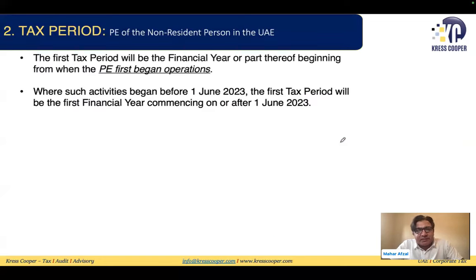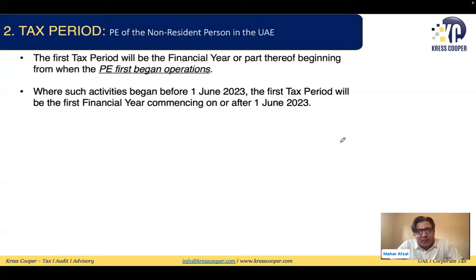PE of the non-resident person. This is the second point given in public clarification number 3. What the public clarification basically says: the tax period will be the financial year or part thereof beginning when the PE first begins operations. Again, there is no change, very honestly. If the PE was already existing in the market before the effective date of the law, or the PE was established after the effective date of the law, the treatment is the same, like a company subject to commercial company law, a resident juridical person. The same treatment.